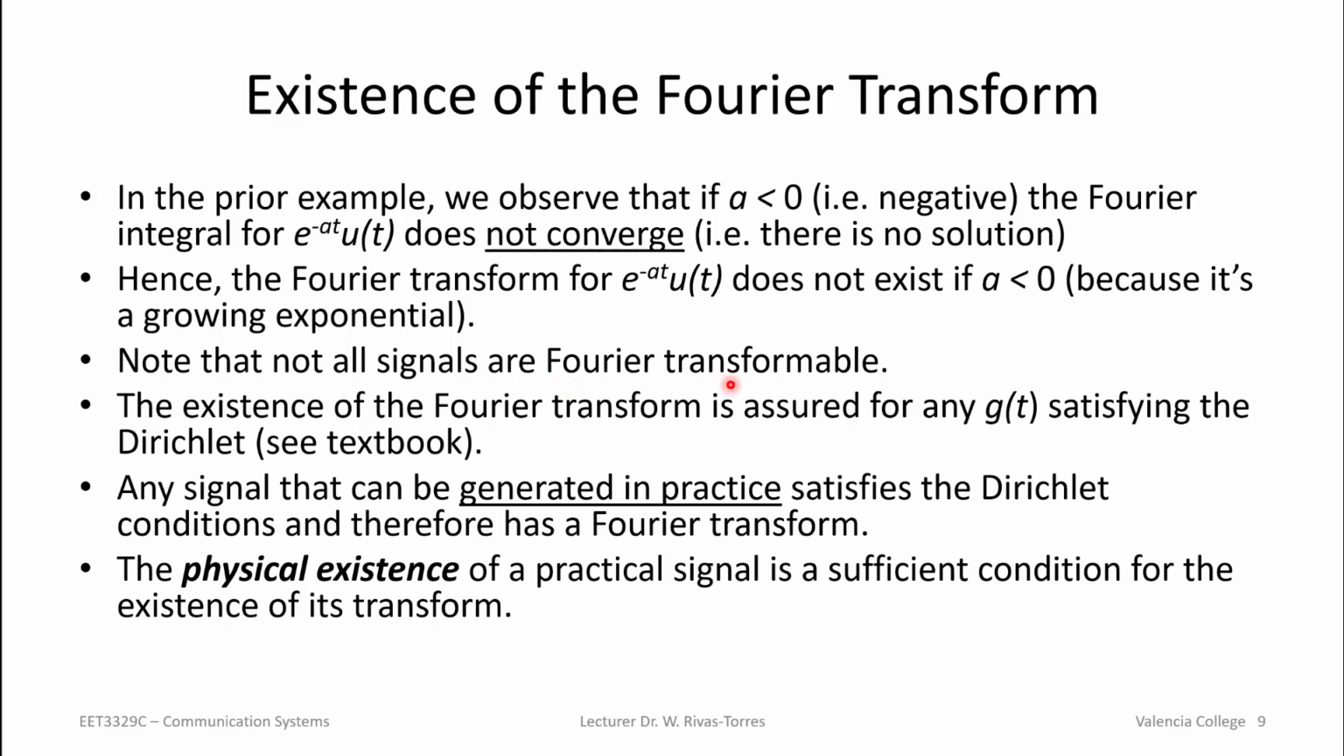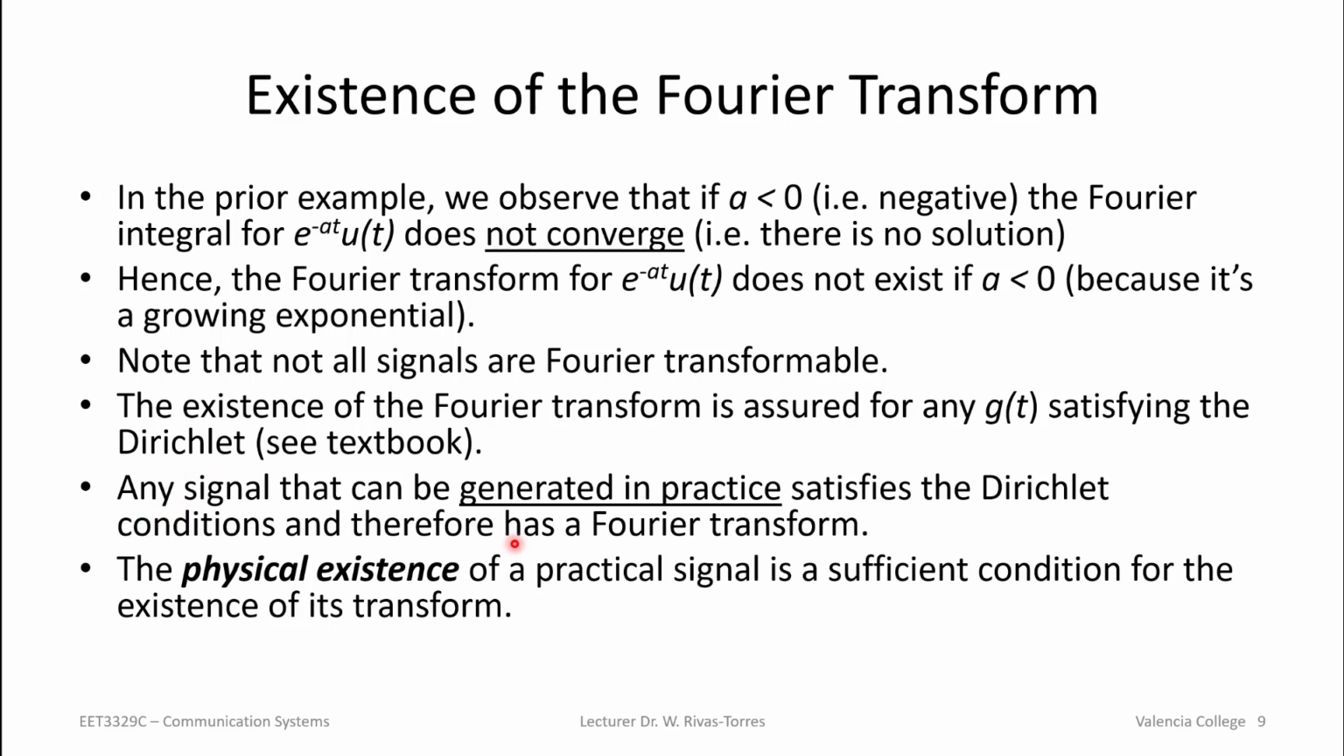And in the book, again, they do talk about how the existence of the Fourier transform is only assured if g of t satisfies the Dirichlet conditions. I urge you to look at the book. Again, I'm not going to spend the time to talk about the Dirichlet conditions here.